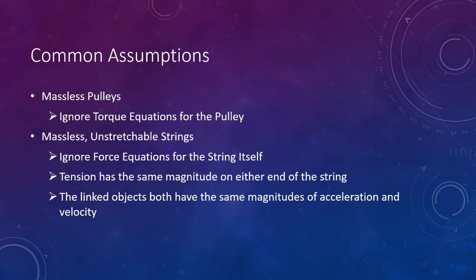If the string doesn't have mass, you can ignore any force equations for the string itself, and you can ignore any catenary or drooping of the string. And if it's unstretchable as well, the tension is going to have the same magnitude on either side of the string, and the accelerations are going to have the same magnitude on either end of the string or rope as well. And this will allow us to say the acceleration for block A has to have the same magnitude as the motion and acceleration for block B.